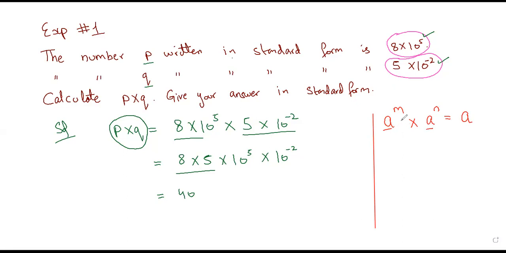Okay, it's a power m multiplied by a power n. Bases are same, so I'll write it down a power m plus n. Similarly, what is happening here? I have 10 power 5 and 10 power minus 2. So I'll multiply it by 10 power 5 plus minus 2. Now I know 5 plus minus 2 is basically 5 minus 2, right? I can write it as 5 minus 2 and it would become 40 multiplied by 10 power 3.